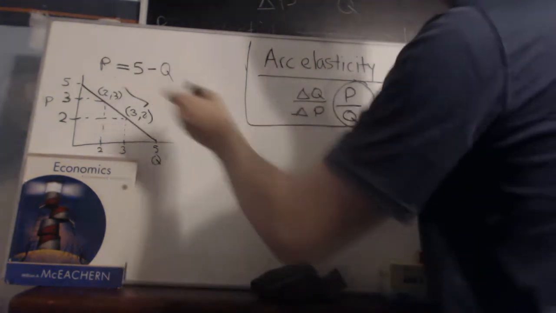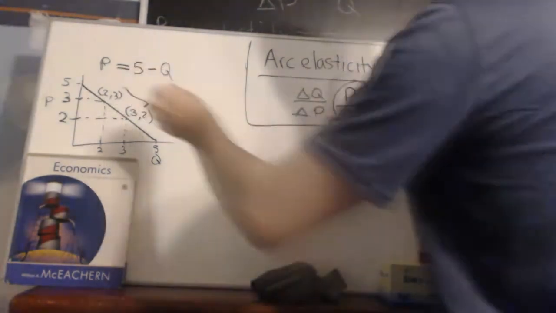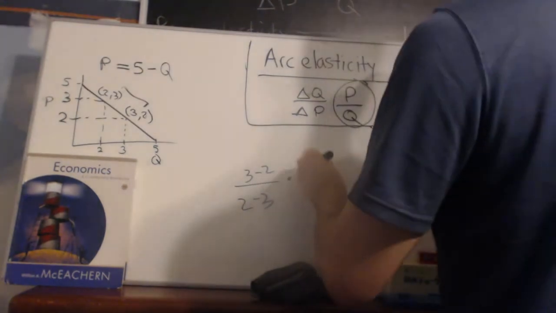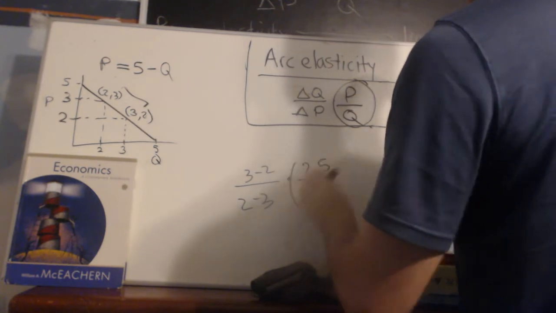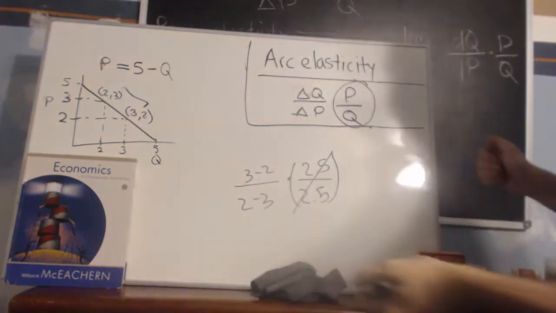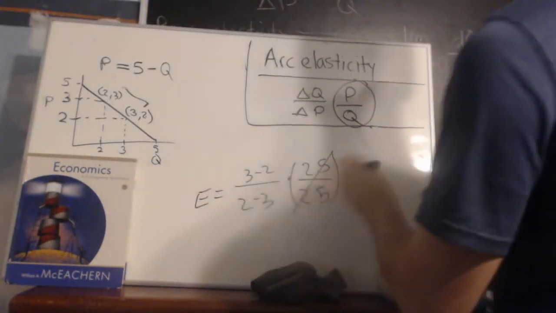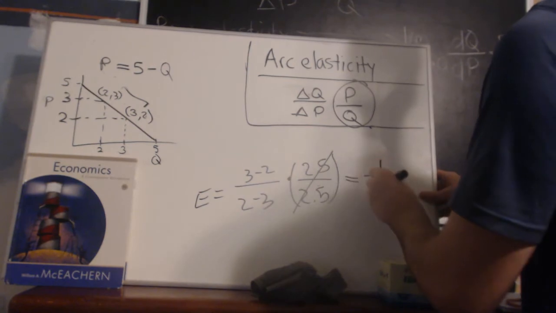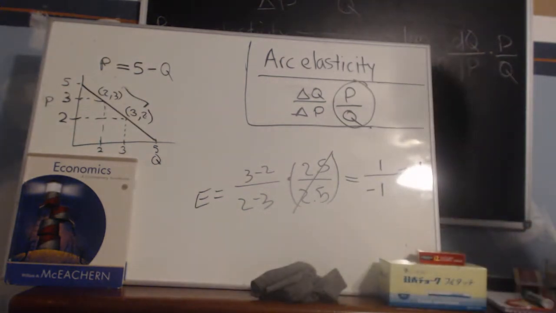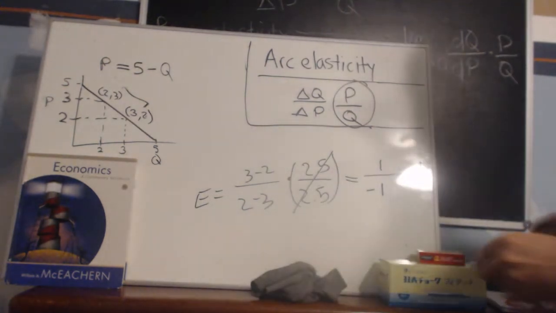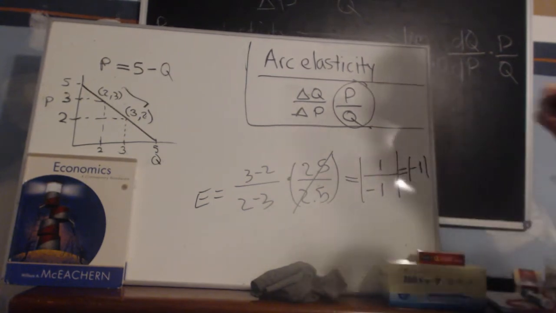Well, we have two points, so what we're going to need to do is average them. You average 3 and 2. In both cases, what are you going to get? You're going to get 2.5, and it's going to be the same on the top and the bottom. So that'll just go to 1. We don't need to worry about it. So our elasticity here is equal to 1 over negative 1, which is equal to negative 1. Oftentimes when dealing with the elasticity, you'll take the absolute value of it, but it doesn't really matter.